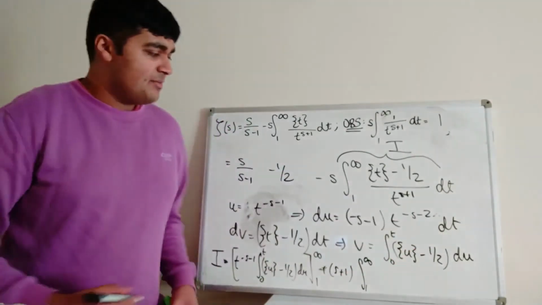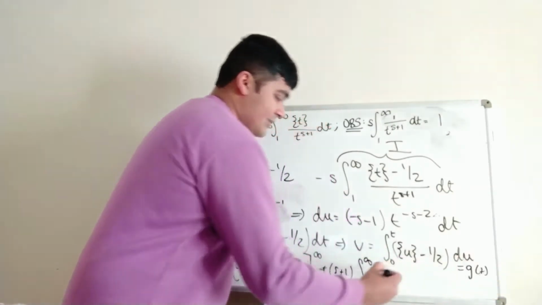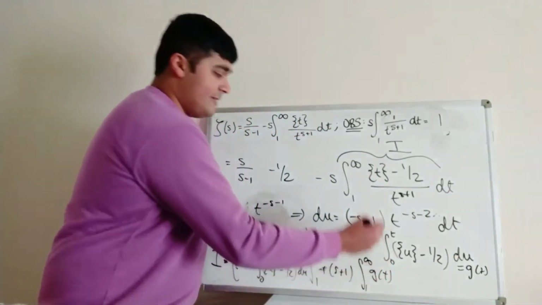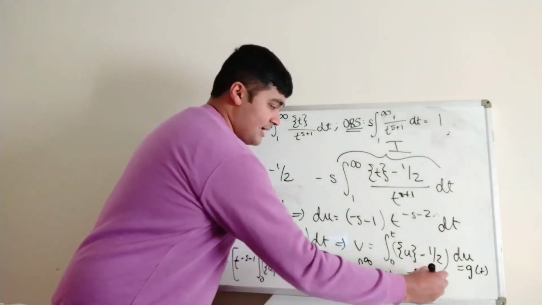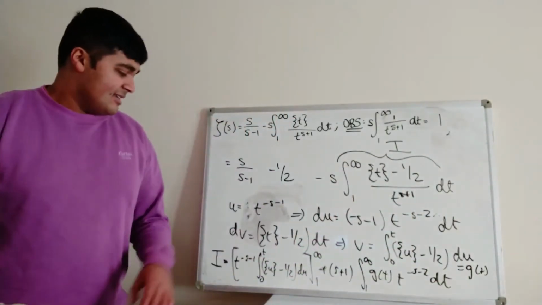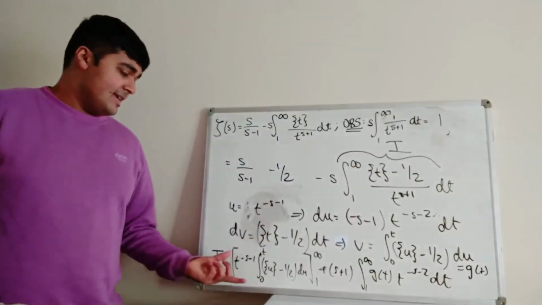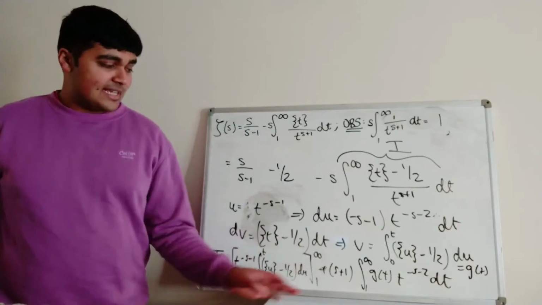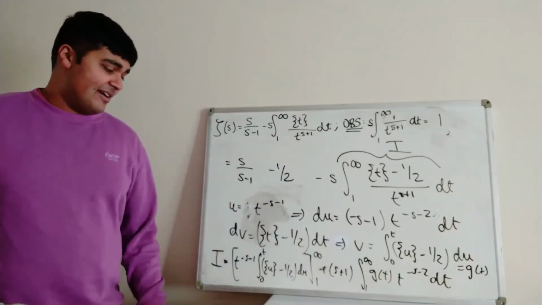So we get this function here, which I'm just going to call g of t for now, just to avoid confusion. G of t, so v times du, so that's going to be t to the minus s minus 2 dt. So just this part here, so not zeta of s, but just this part here, is going to be equal to this thing here, plus s plus 1 times this integral here. So making this very messy. Let's see if we can clear it up a little bit.